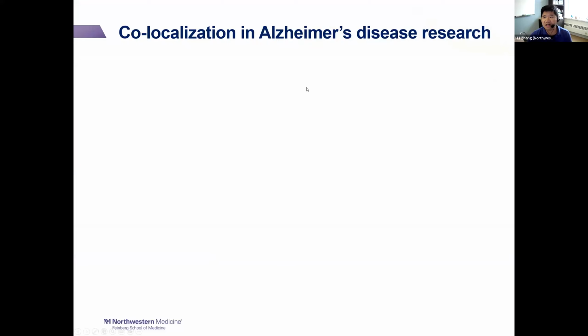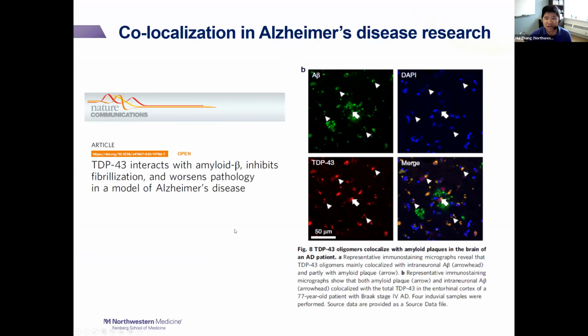Okay, so for Alzheimer's disease, a very important protein is called amyloid beta. Amyloid beta has lots of interaction with another protein called TDP-43, which regulates the expression of amyloid beta. So their interaction is a very important research topic for Alzheimer's disease. For example, this paper was published in Nature Communications a couple of years ago.